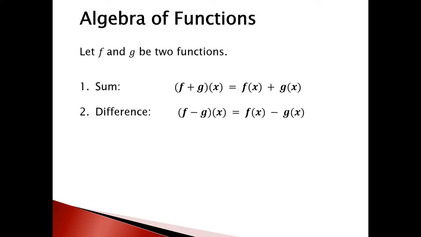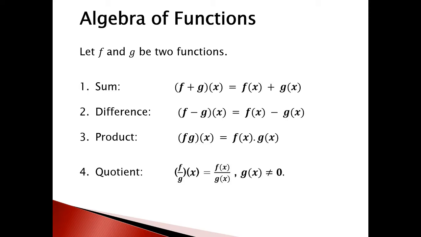When it comes to difference, f minus g of x is equal to f of x minus g of x. When it comes to product, f times g of x is equal to f of x times g of x. And when it comes to quotient, f divided by g of x is equal to f of x divided by g of x, where g of x is not equal to 0.